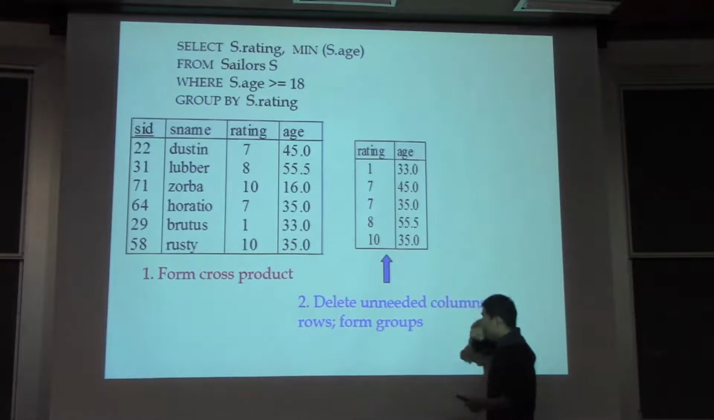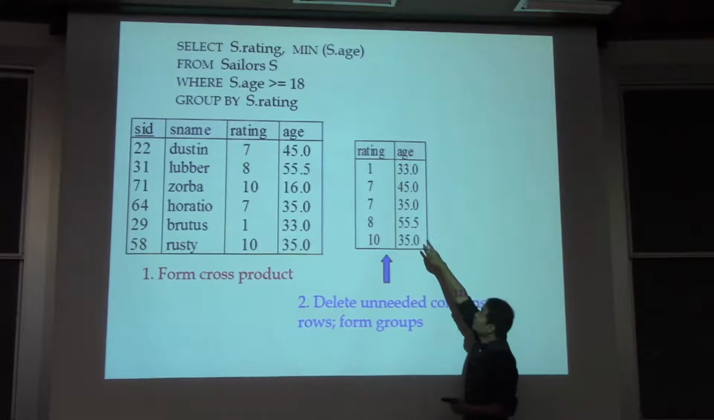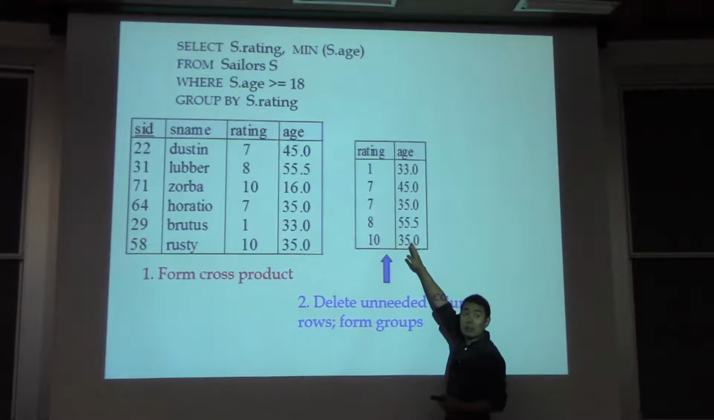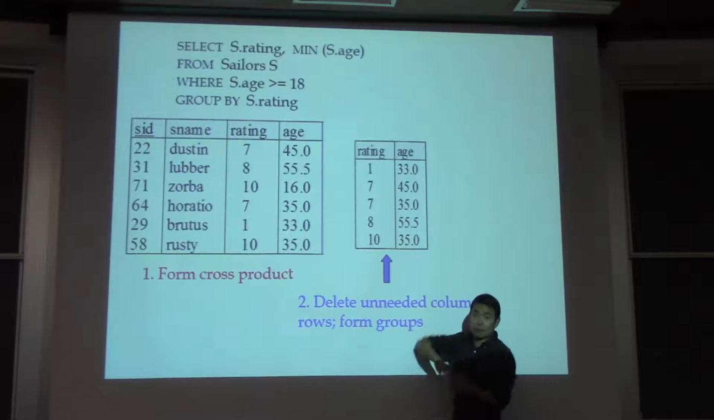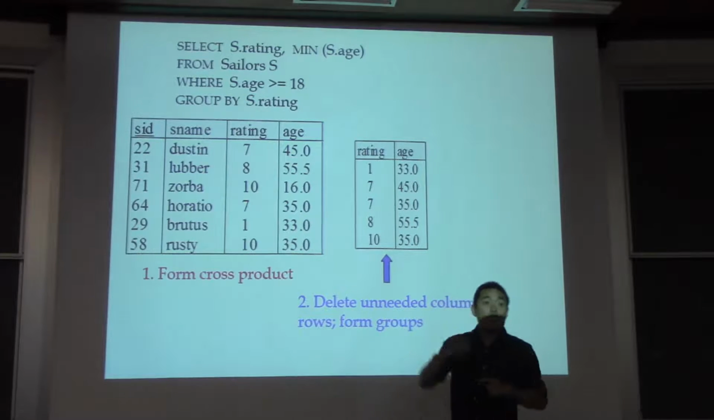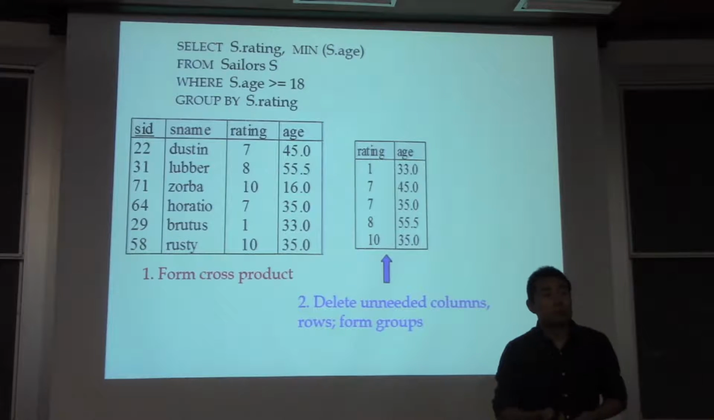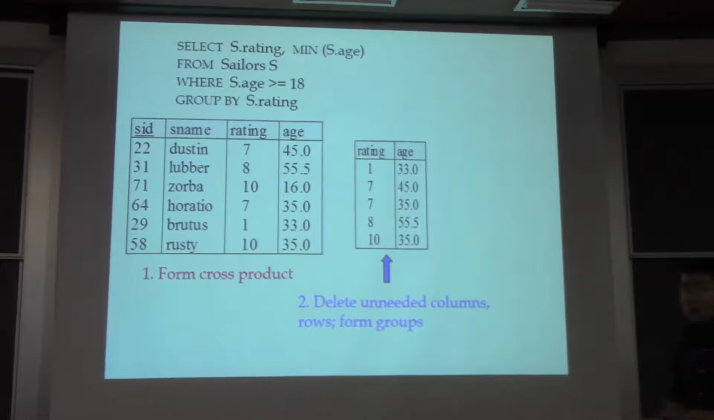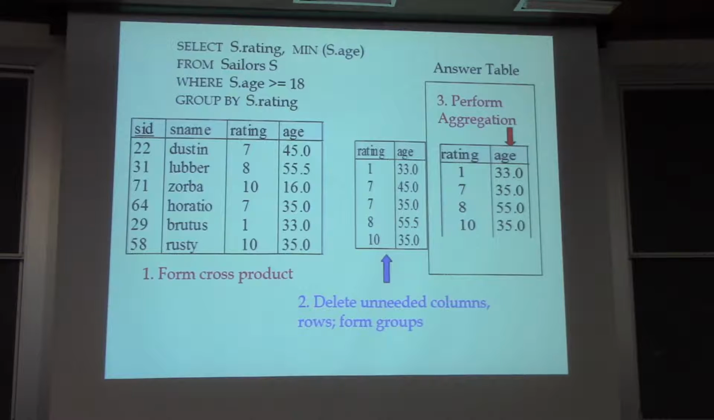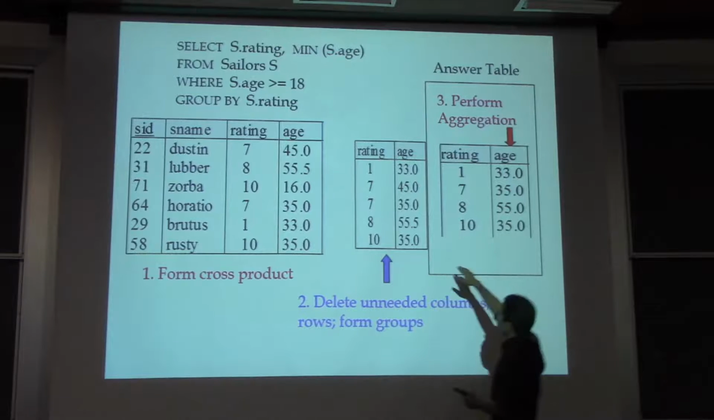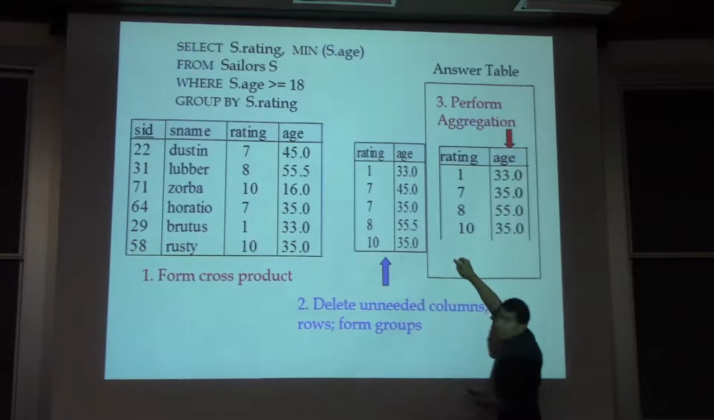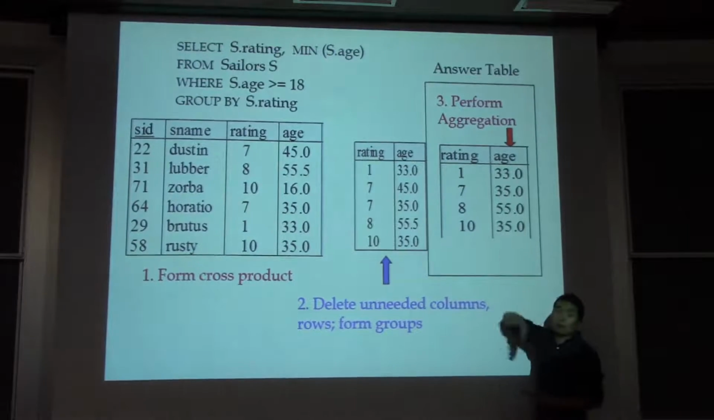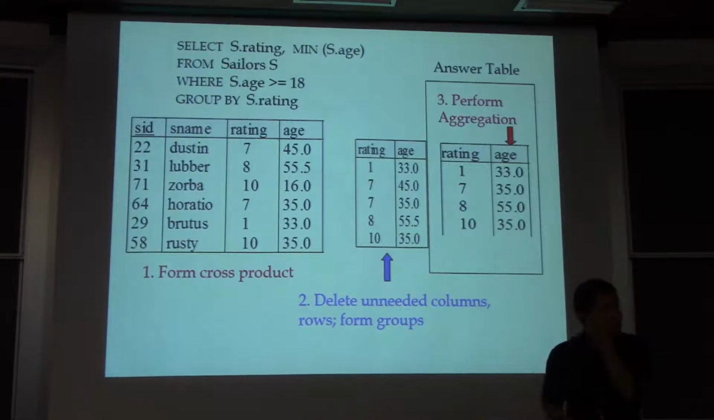And form groups. The records with the same rating value will be pushed to the same group, like the two 7s. And then do the final projection. One record per group. There's a typo. This would be 55.5, but you guys got the idea, right?